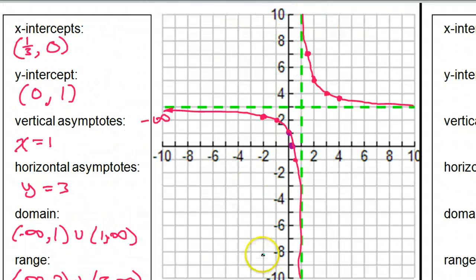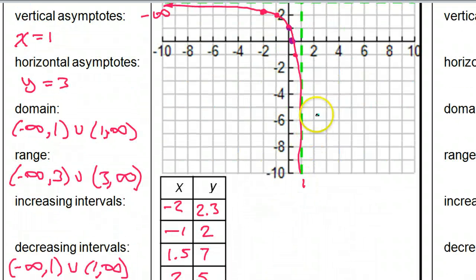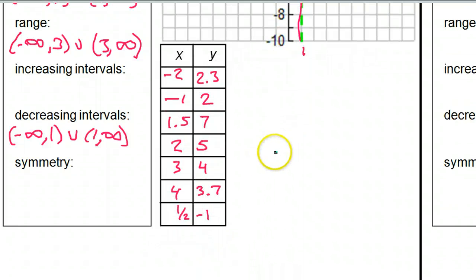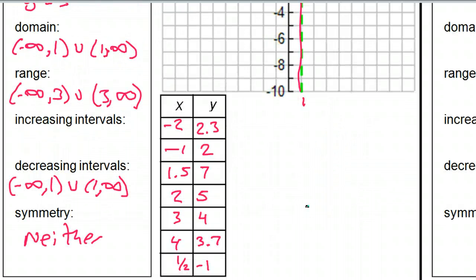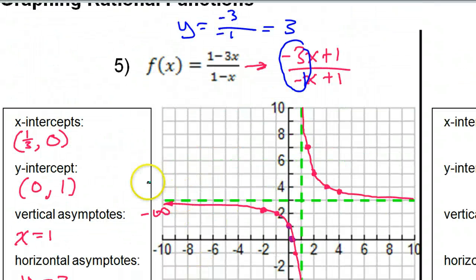This graph has no symmetry. It's neither odd nor even. I see rotational symmetry, but the center of rotation is 1, 3. It only counts as odd if it rotates around the origin. So neither. Okay. Alright, that's it for problem number 5.